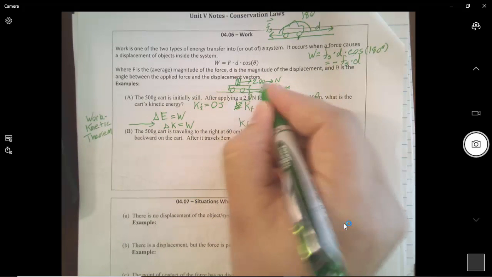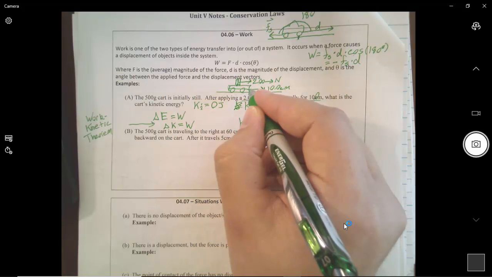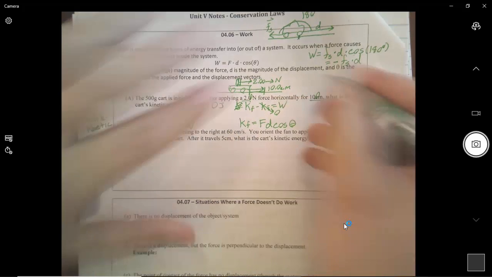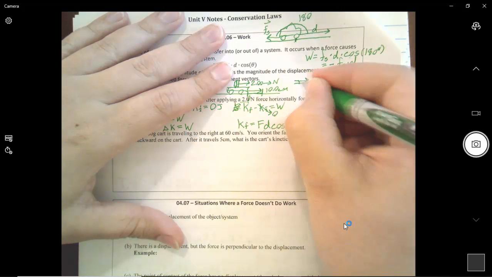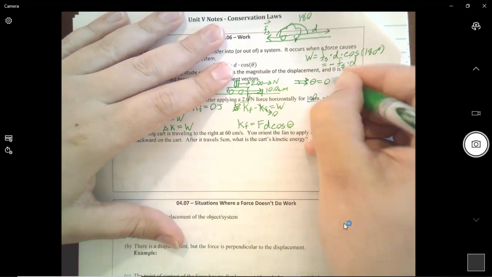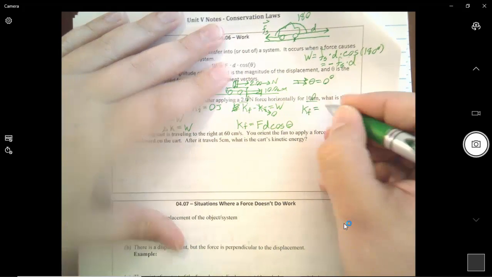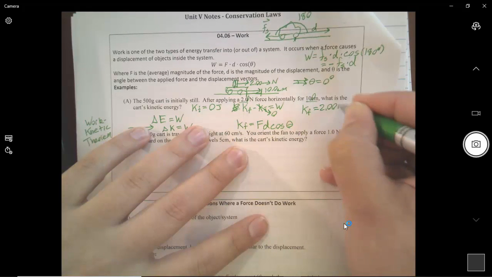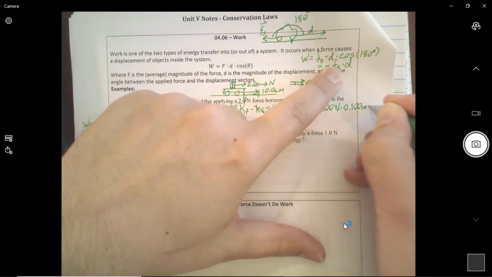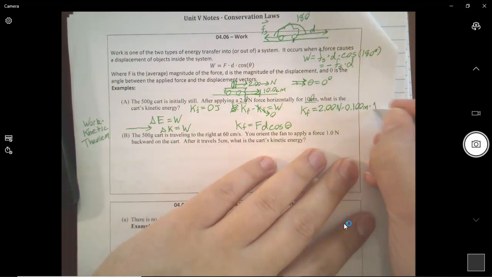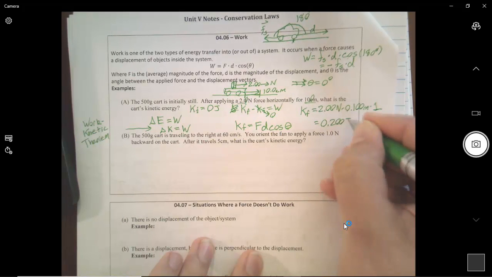So if the force is forward and the cart is moving forward, then what's the angle between two vectors that are both pointing forward? That angle is 0 degrees. So Kf is going to be equal to 2.00 newtons times 0.1 meters times what's cosine of 0? It's just 1. So that's 0.200 joules.